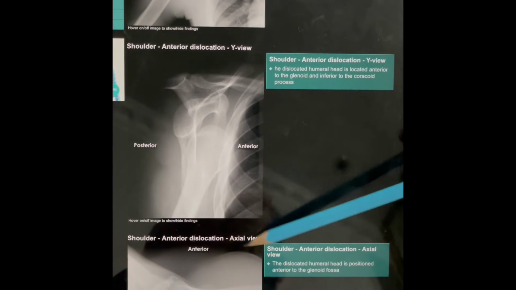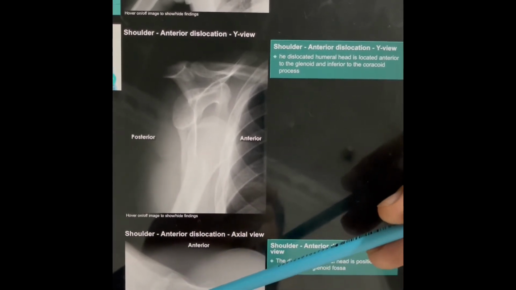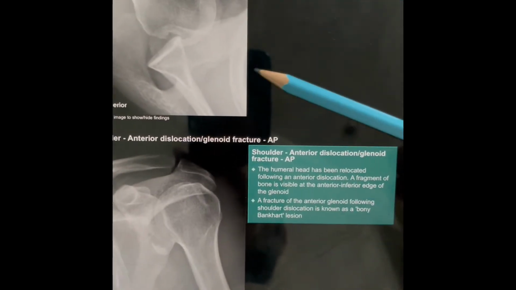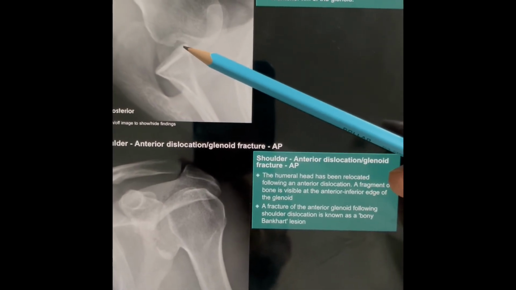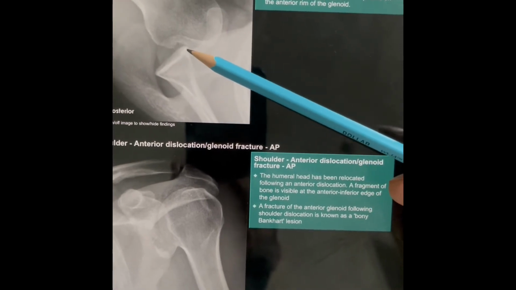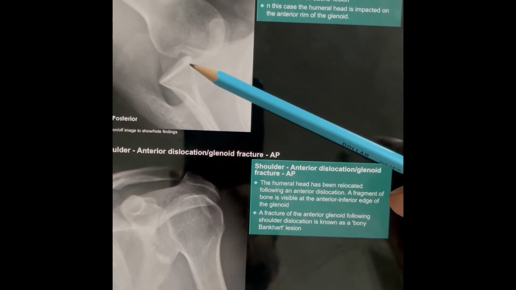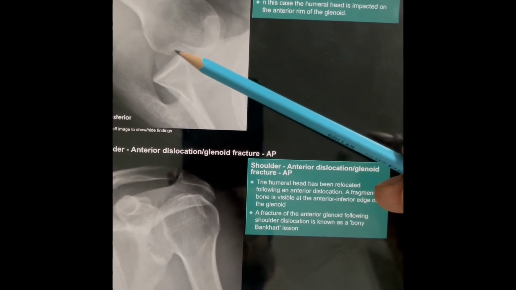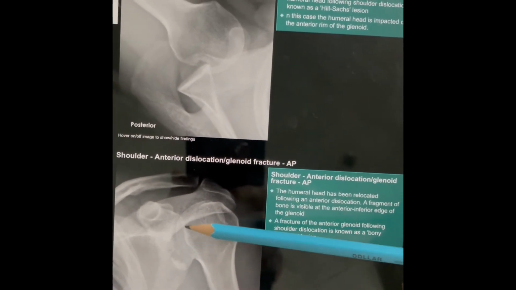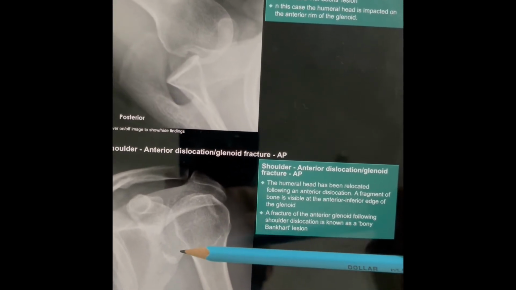The axillary view is showing the dislocation. This is the glenoid, and this is the head of the humerus. We can also appreciate a Hill-Sachs lesion. A Hill-Sachs lesion is the indentation in the humeral head, which is caused by the glenoid. The glenoid is indented into the humeral head, and this lesion produced in the humeral head is called Hill-Sachs lesion. In this X-ray we can appreciate a small fracture from the glenoid, and this is called bony Bankart.